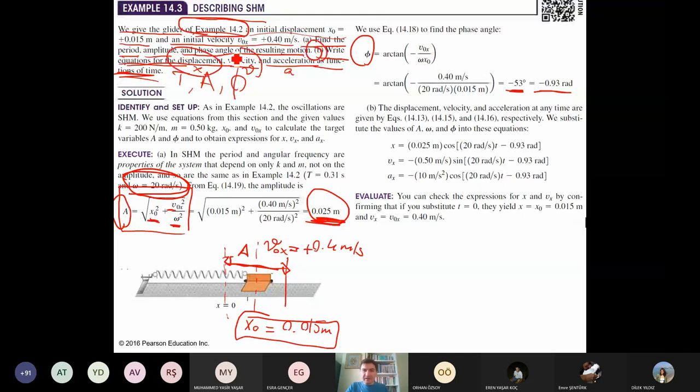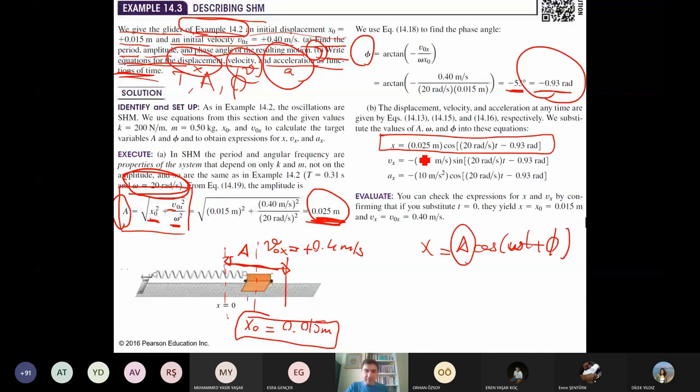So x is given with A cosine of omega t plus phi. We have calculated phi, just put it there. We have calculated omega, just put it there. We have calculated A, just put it there. So then x is given with this expression. This is the amplitude, this is the omega, this is the phi, okay? And velocity as a function of time. Look at the formula for the velocity.